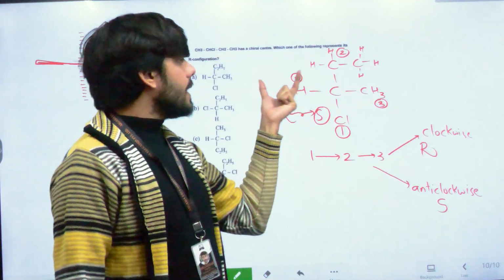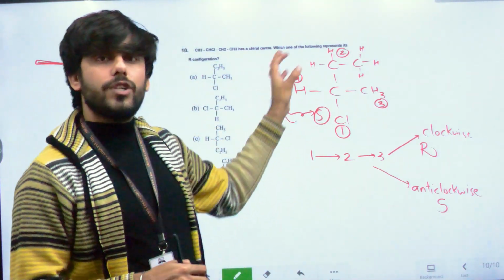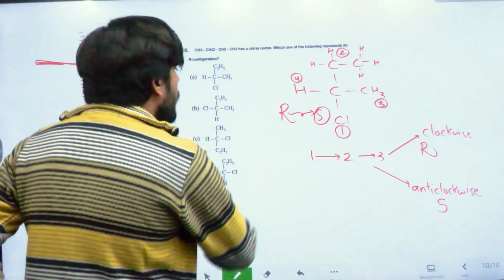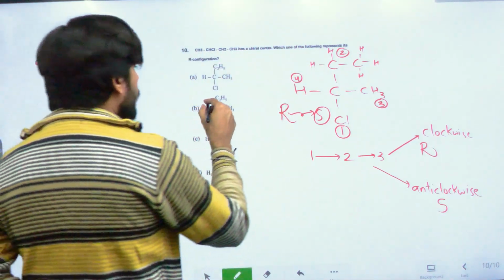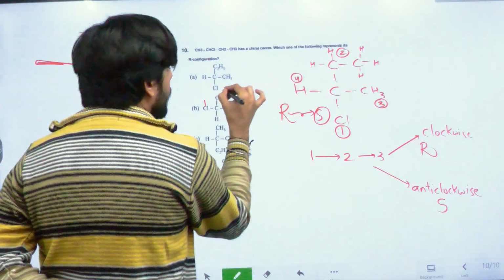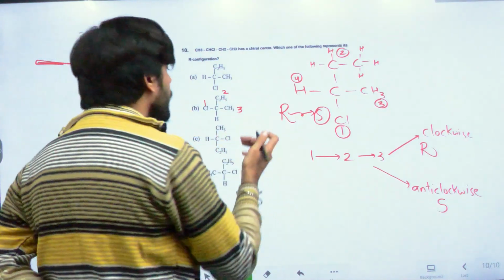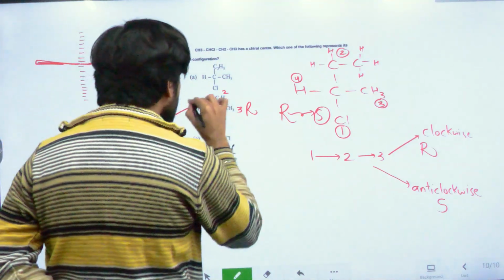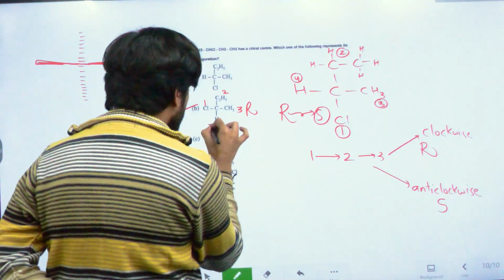So what I said is that if the last priority group is on the horizontal line, then you need to reverse the configuration. In the second one, this is 1, this is 2, and this is 3. So this is again clockwise and H is on the vertical line. No need to change the configuration. R remains. This is R. The third one, this is 1, this is 2, this is 3.